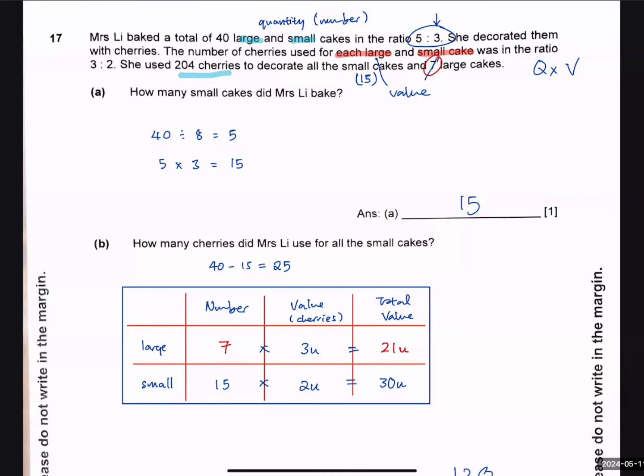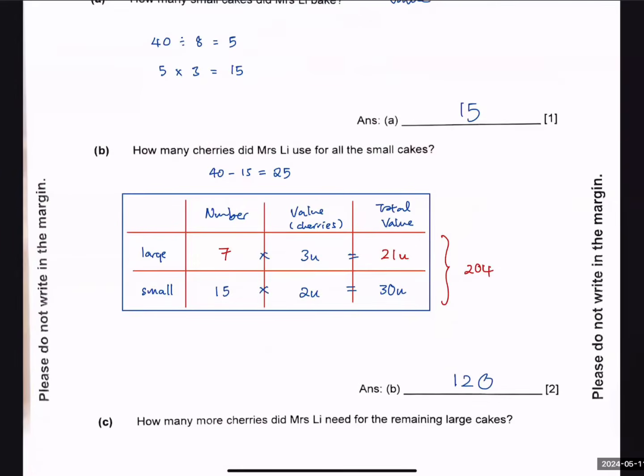Okay. And we know that this will give me a total of 204 cherries. So from the table, 51 units in total is 204. And therefore, 1 unit is 4. What do we want? Cherries for all the small cakes, which is this. So 30 units. Okay.